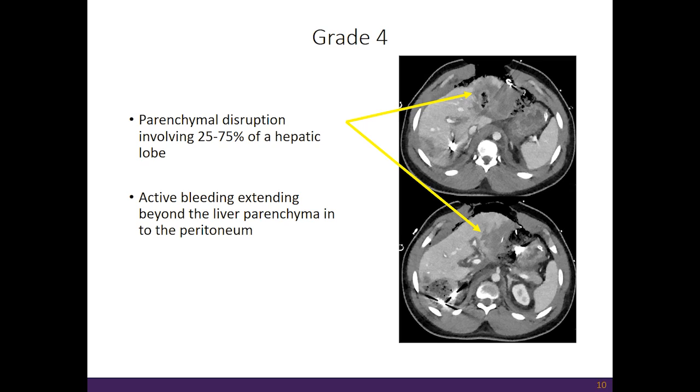Grade 4, so we're already here in this patient. You can tell this patient was hemodynamically unstable, right? So they went straight to the OR, and our trauma bay actually converts to an OR as well. Sometimes, on these severe trauma injuries, we don't even see them until after they come out of the OR. But you're seeing in the left hepatic lobe parenchymal disruption involving anywhere between 25 to 75% of a hepatic lobe, and/or active bleeding extending beyond the liver parenchyma into the peritoneum.